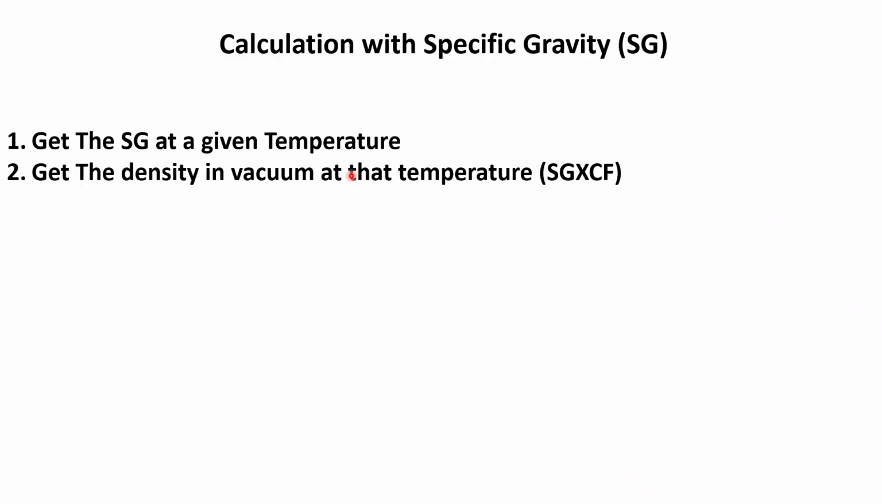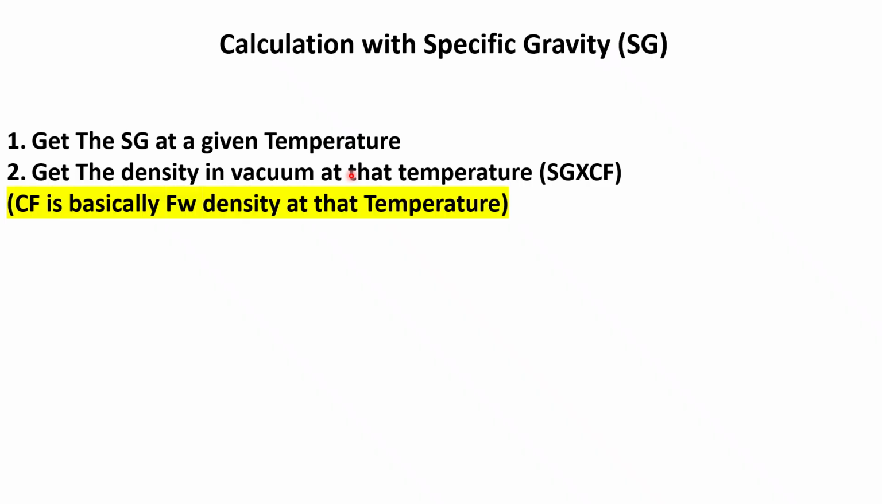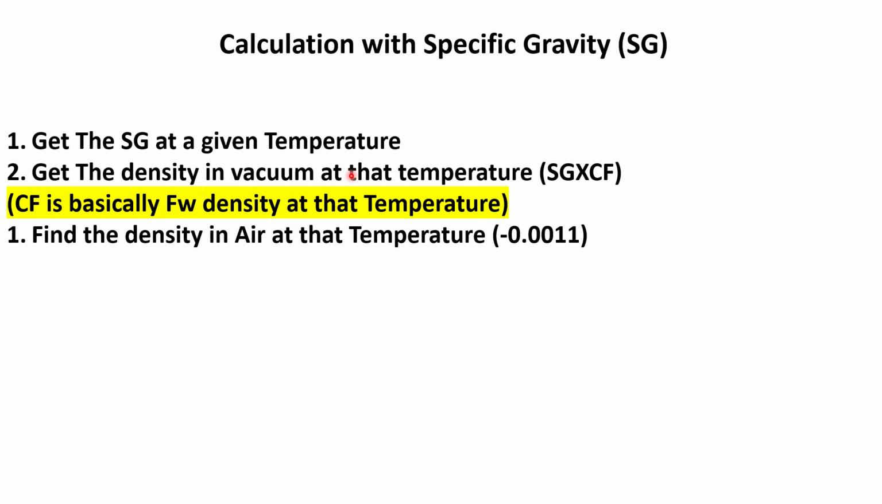And then you get the density in vacuum at the temperature. How you do it, you just multiply that specific gravity with the correction factor, right? From where you'll get the correction factor, I'll let you know, don't worry. This correction factor is basically the fresh water density at the temperature, and where you'll get that one, I'll let you know, don't worry.